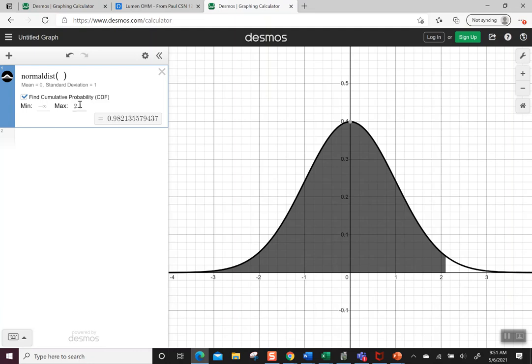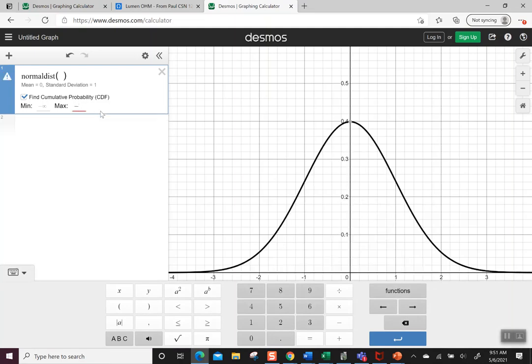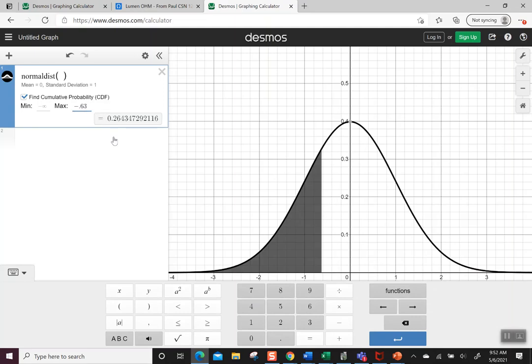If I want to change that number, maybe I want to do a negative. So let's say I do negative 0.63. Now it says the amount to the left is 0.264347, right? Keeps going. So all we have to do to get information to the left is put our maximum at the z we want it to be. So this is similar to looking at a chart where it gives the area to the left.